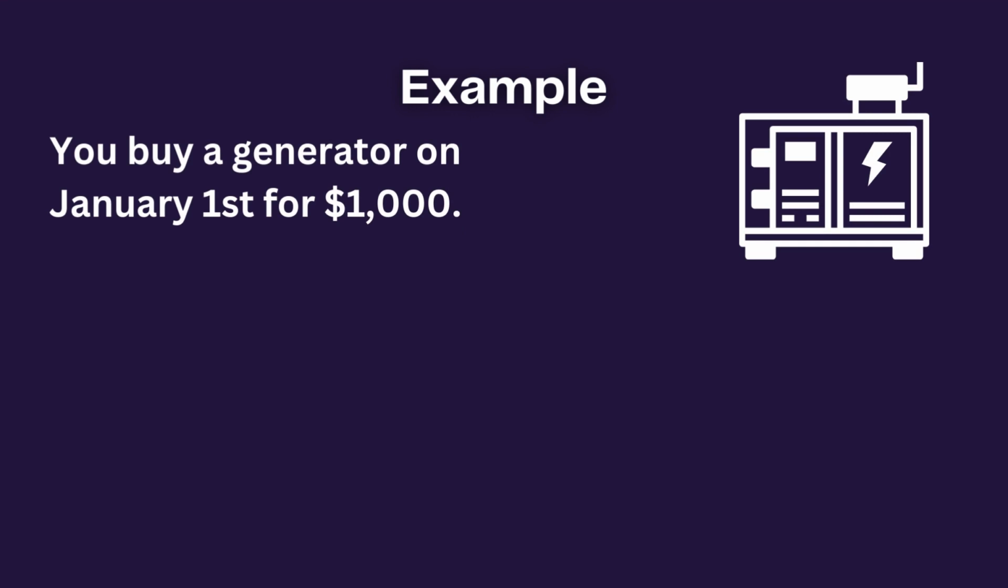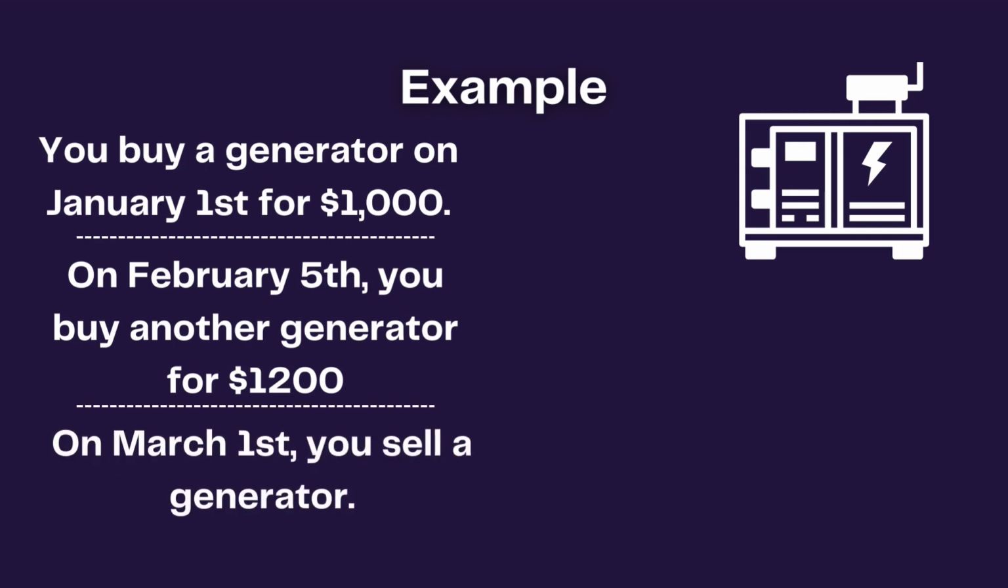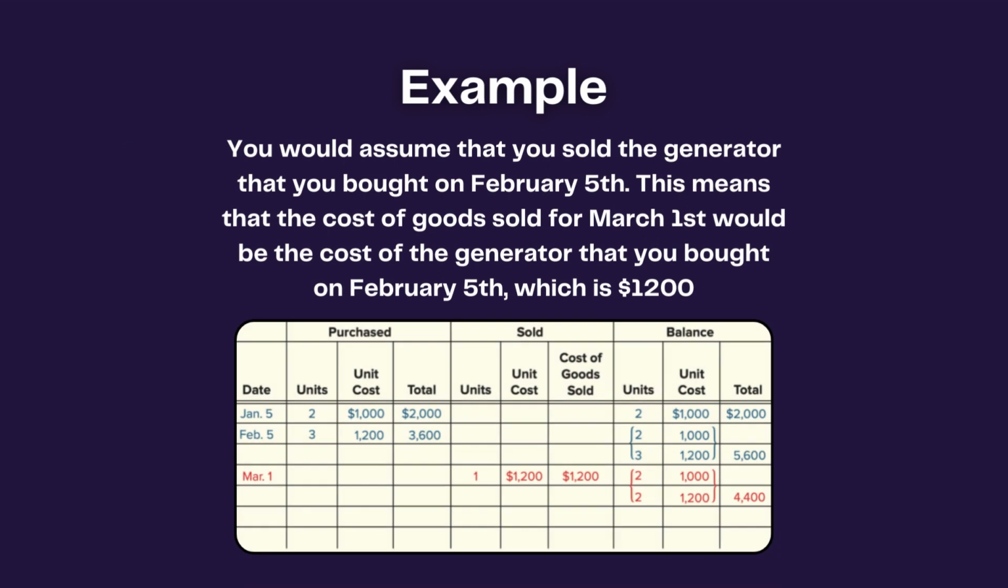Now try to keep up with me. Pause if you need to. Imagine you have a store that sells generators. You buy a generator on January 1st for $1,000. On February 5th, you buy another generator for $1,200. On March 1st, you sell a generator. Under the LIFO method, you would assume that you sold the generator that you bought on February 5th. This means that the cost of goods sold for March 1st would be the cost of the generator that you bought on February 5th, which is $1,200.